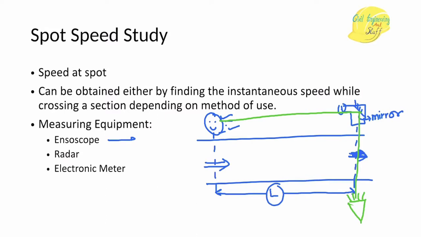Apart from that, we have much more precise instruments and sensors that are used to find out the spot speed. We have radars, we have electronic meters and other devices that find out the speed of the vehicle at any instant and in a very precise way.